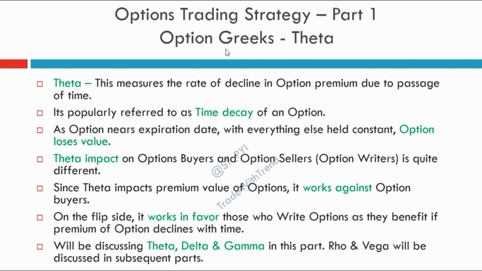Now the first options Greek concept that I want to focus on is theta. And in this particular segment, I'll be taking up only theta, delta and gamma. As I had mentioned earlier, I'll take up rho and vega only when the relevant strategy comes into play. So what exactly does theta mean? Theta basically measures the rate of decline in option premium due to the passage of time.